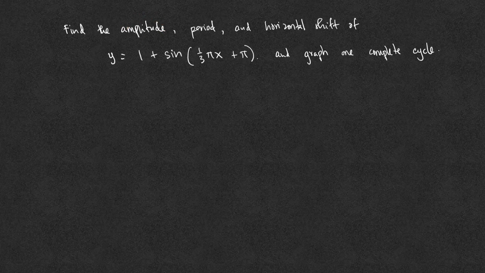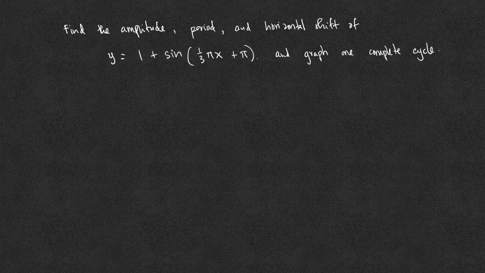Find the amplitude, the period, and the horizontal shift of y equals 1 plus sine of 1 over 3 pi x plus pi, and graph one complete cycle. Before we answer these questions, we should put this in the factored form by factoring out 1 over 3 pi, which is the constant multiple in front of x. As of now, pi is not the horizontal shift.